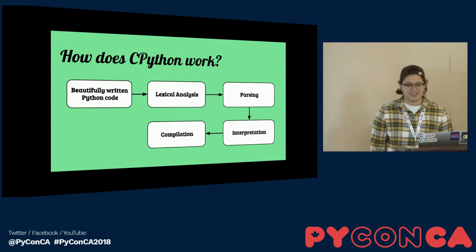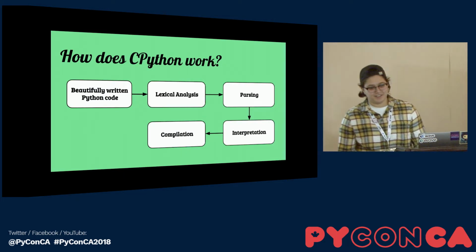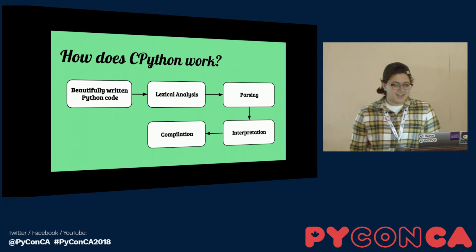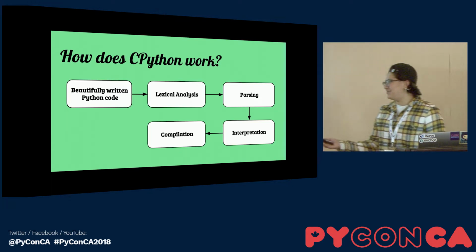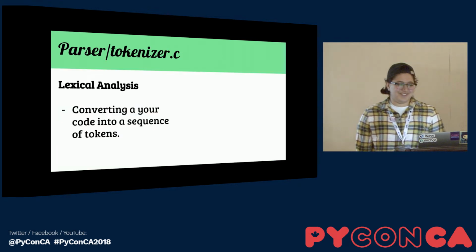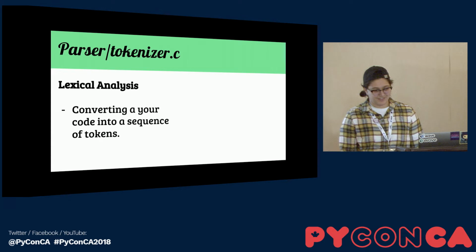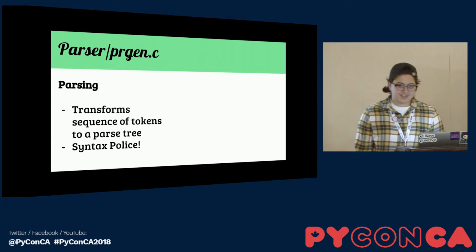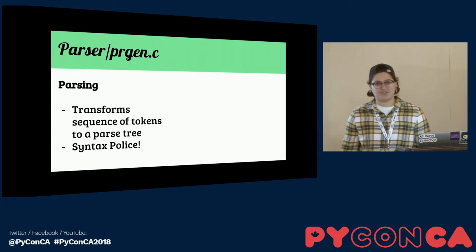How does CPython work? Well, it takes your code and it does lexing, and then parsing, and then interpretation, and then a compilation process. If you're unsure about a few of these steps, we're going to be talking about them right now. So lexing converts your code into a sequence of tokens. It works directly with the parser. The parser takes these tokens and transforms them into a parse tree.